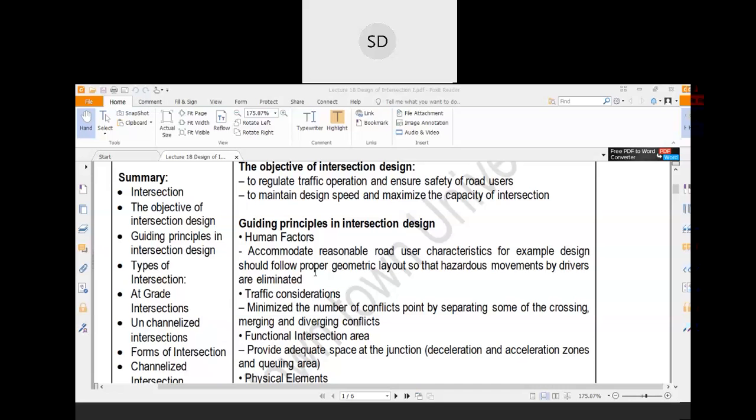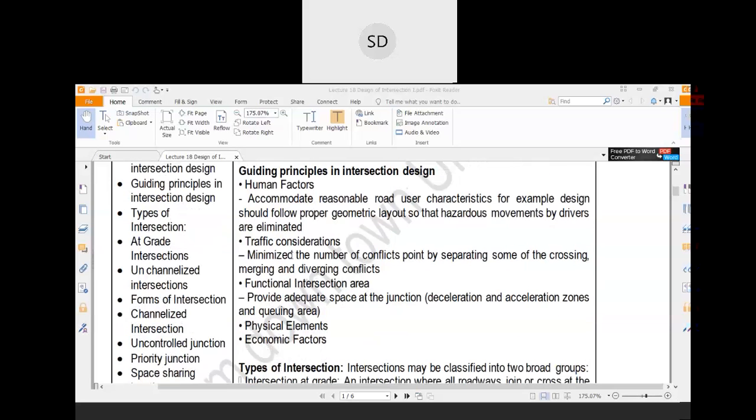For example, you know about sight distance. Stopping sight distance is very much required to avoid any head-on collision. Therefore, you can design the intersection in such a way that at each and every point of the intersection, stopping sight distance is available.